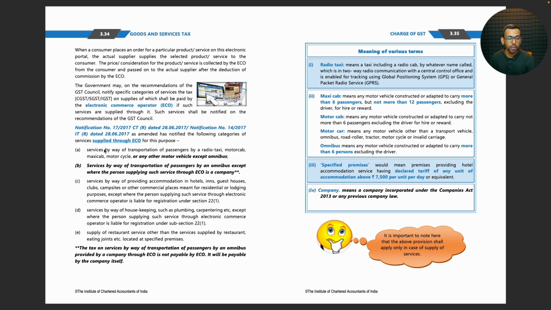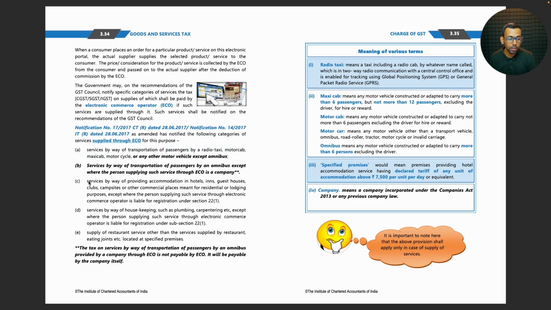See here, for services by way of transportation of passengers, they have not specified an exception where a person is liable for registration, because they believe that in this clause the service provider is going to be a taxi driver, who most likely is not going to be a registered person. It's not a case where a private limited company will register itself as a driver under Ola or Uber. Any person registered under Ola, Uber, Blue Smart is going to be an individual taxi driver, so they are not going to be registered under GST. So that's why this exception clause is not given for this first point.